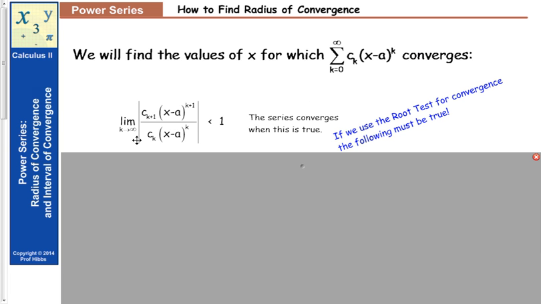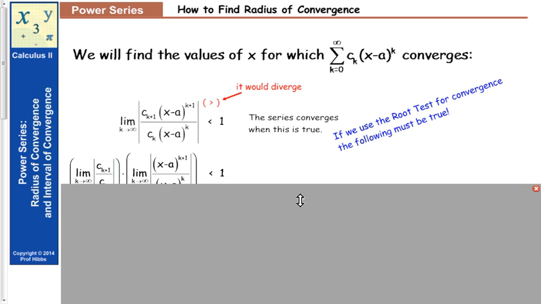Here we see that if we want this series to converge, it must be true that the limit of the absolute value of the k plus first term divided by the kth term is less than 1. If that is true, then the series converges. By the same token, and I'm going to remind you of this later, if that limit is greater than 1, then the series would diverge. This really tells us exactly when the series converges and exactly when it diverges. If it doesn't converge somewhere, then it diverges. That's a bit of a simplification of what we're really doing, but it gives us the idea.